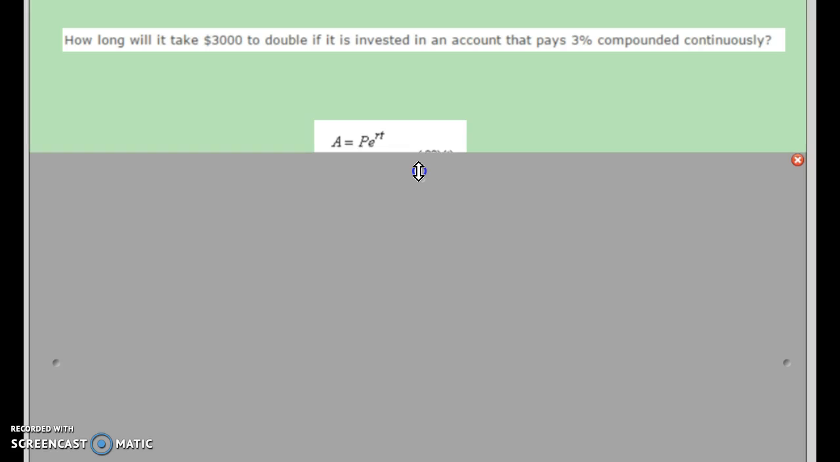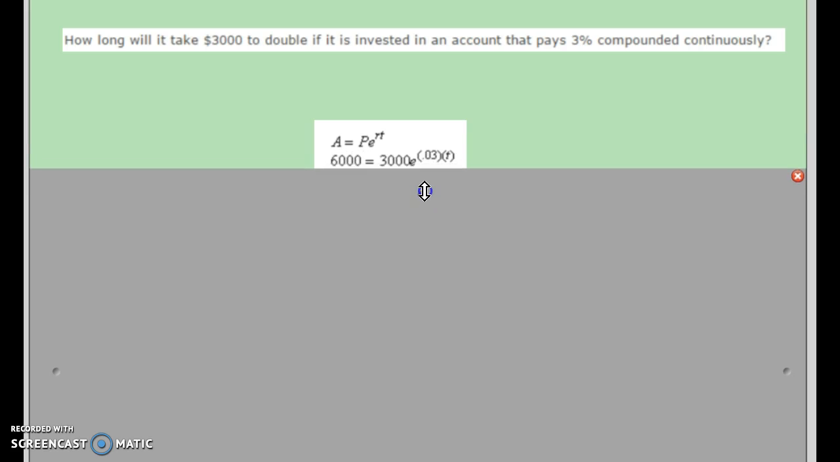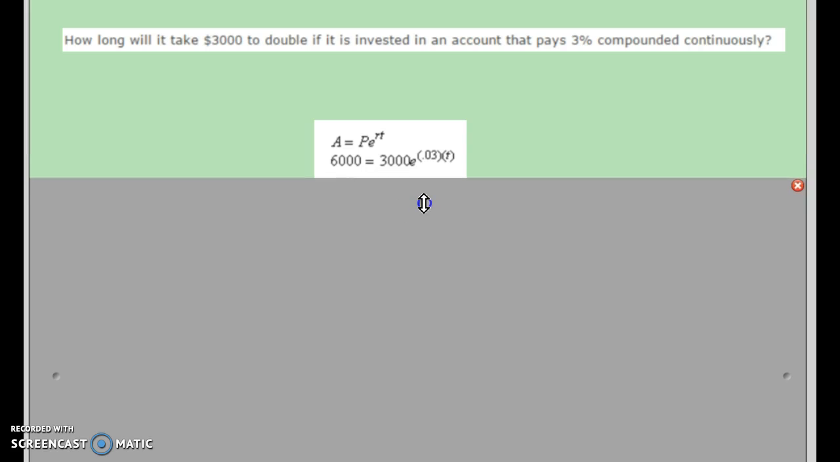So first I look at my equation, and I use the same thing. A equals Pe^(rt), and I plug in what I know. So I know I want to double my $3,000, so that becomes $6,000. I start with $3,000. e is my value. I've turned that 3% into a decimal, and I'm trying to find t. I'm trying to find that time value. So this looks a lot like those problems that we've been evaluating in our log problems.